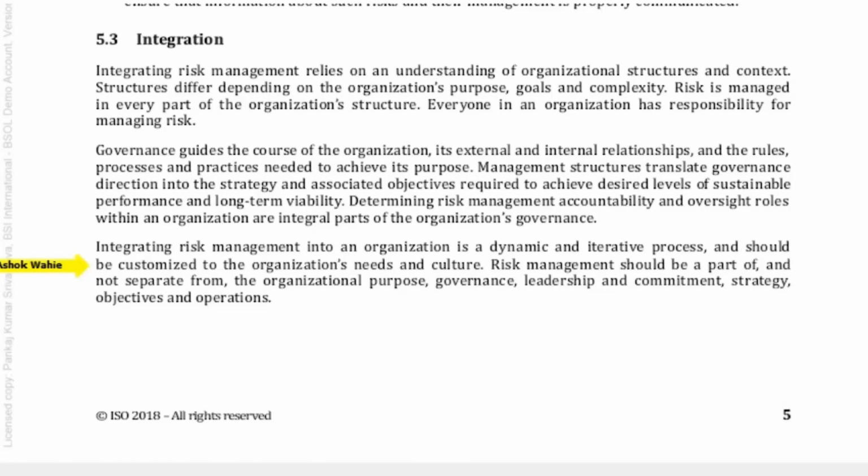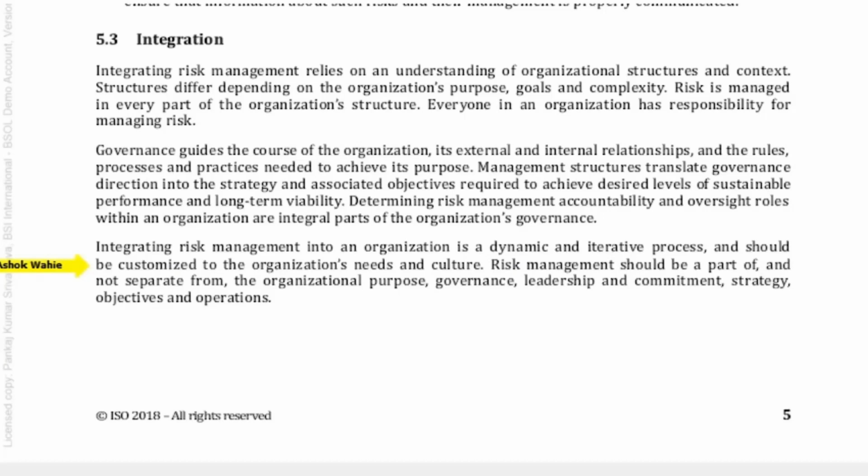Okay, so we learned about the principle of dynamics. We have also understood that integrating risk management is a dynamic and iterative process, and very importantly, it should be customized to the organization's needs and culture. So what are the organization's needs? What is the purpose of establishing a risk management framework? What do they want to achieve by risk management? They want to achieve the strategic objectives of the organization. Therefore, risk management should be part of, and not separate from, the organization's purpose.